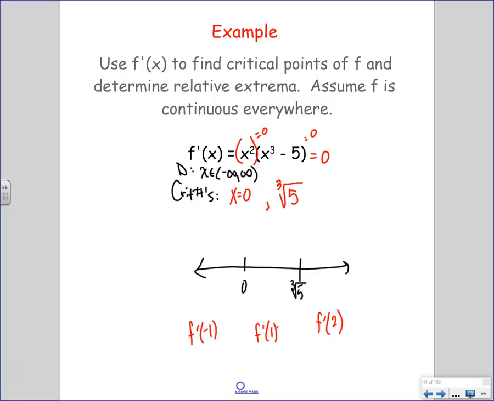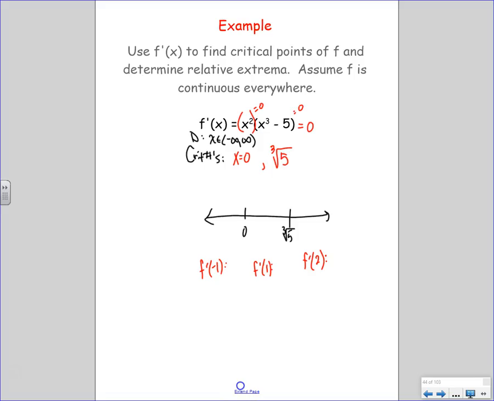So when we go to plug in, some of you guys are going to get way too stressed about getting the actual number, but you don't need to, right? We just need to know the sign. So if I plug into a squared, what's anybody's squared? Positive. A positive. And then when I plug in negative 1 cubed minus 5, it's a negative. So I know that this one's going to be a positive times a negative? Negative. Yeah.